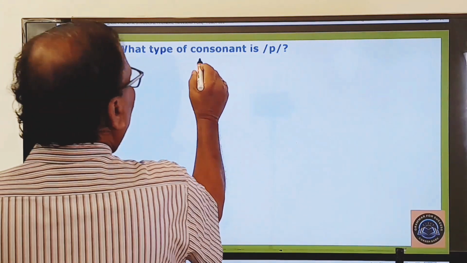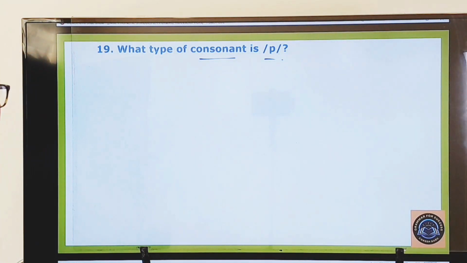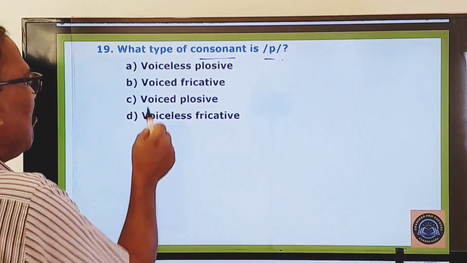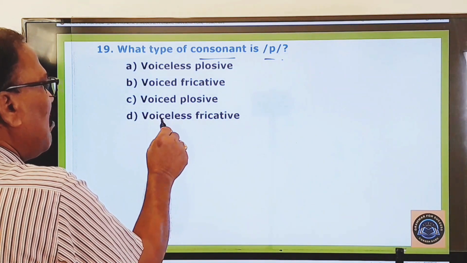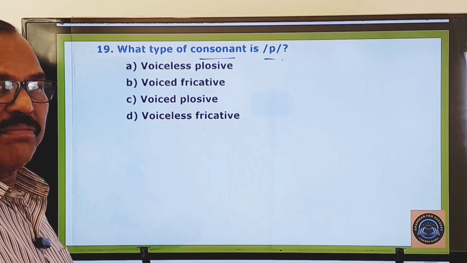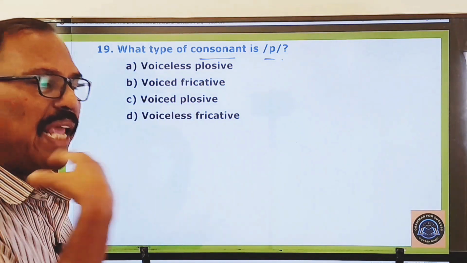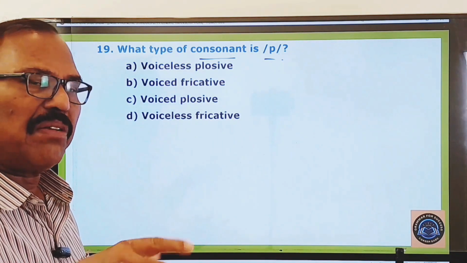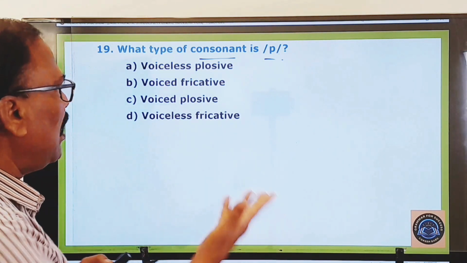19th one. What type of consonant is pa? Pa is what? Voiceless plosive, voiced fricative, voiced plosive, voiceless fricative. So in the pronunciation of this P, that is the pa sound, you just say it and then find it on your own. Please, you can find it yourself. I need not tell you this. Pronounce it.